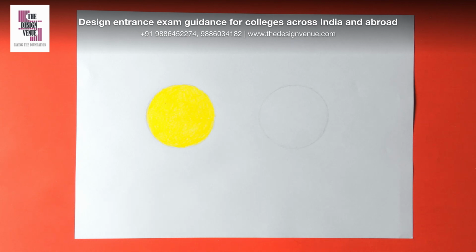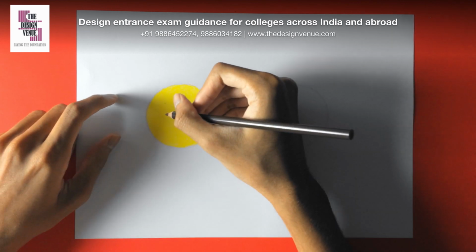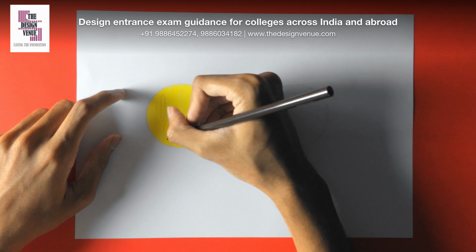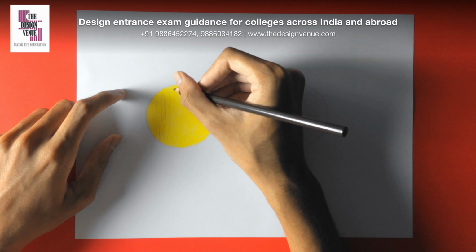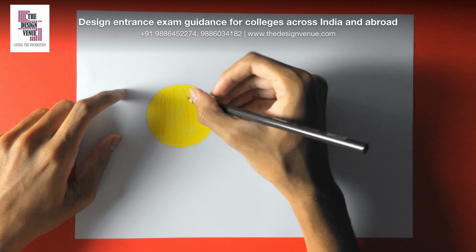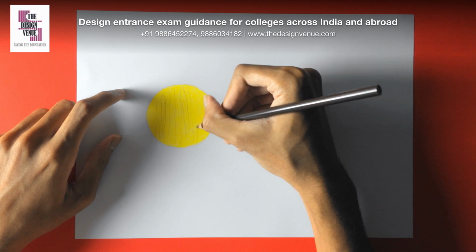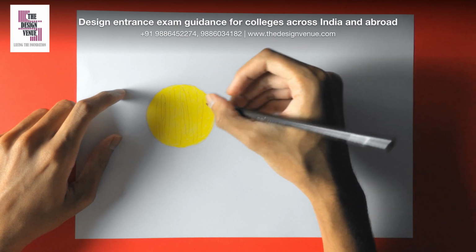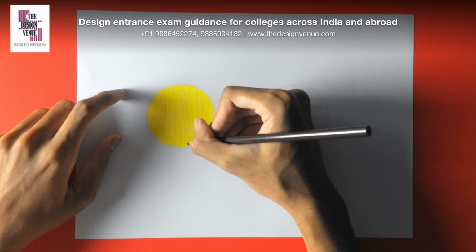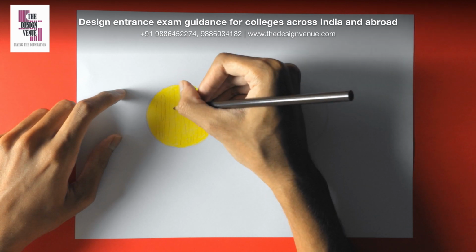The first method is using a dark colored pencil on a lighter colored base. In this case, I have this yellow colored base here and I'm going to be making the texture with a dark brown color. Notice how I draw the lines quite rough to give it that natural look.